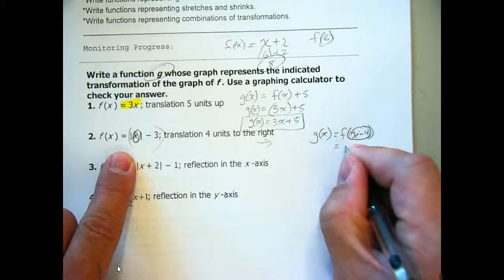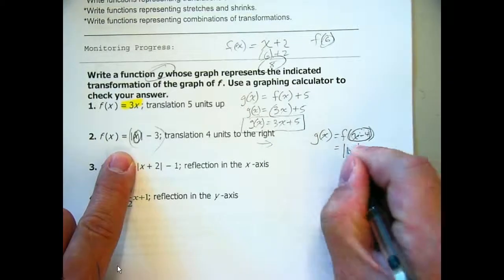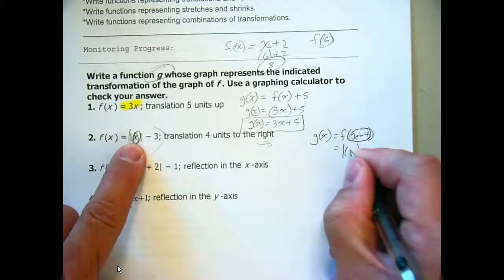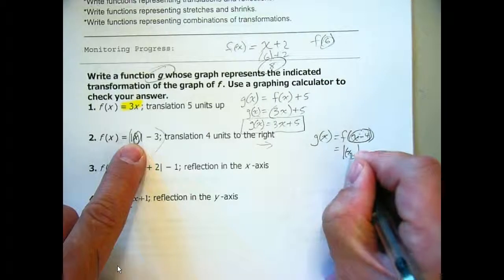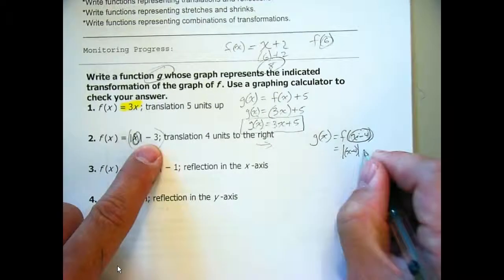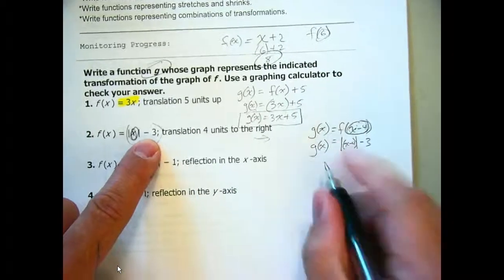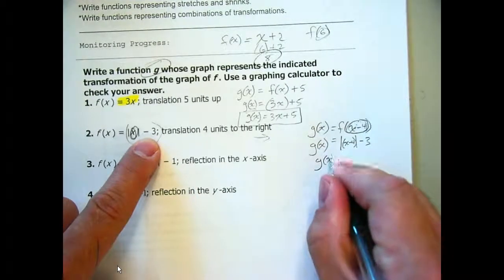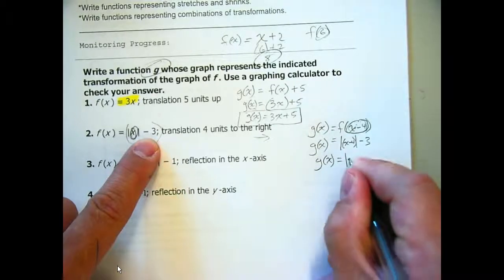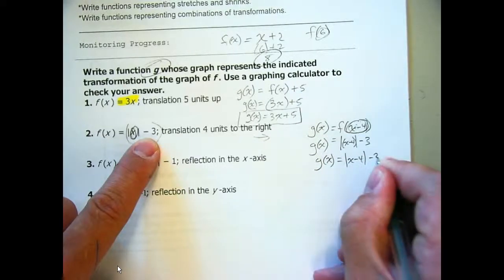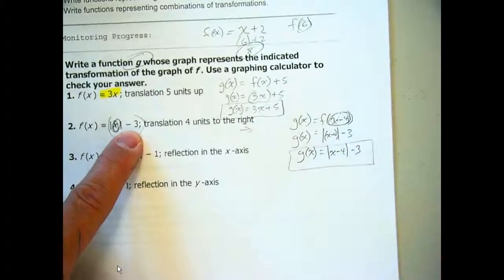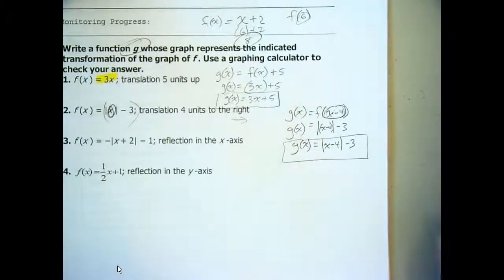So you now have the absolute value of x, which we're not calling x, we're calling it x minus 4, all minus 3. That's g of x. Do you have to have parentheses? No, they don't matter right there. g of x equals absolute value of x minus 4, minus 3. Once again, some of you are going, you're making this harder than it needs to be. The problems are going to get more difficult. That's why I'm doing this with you.